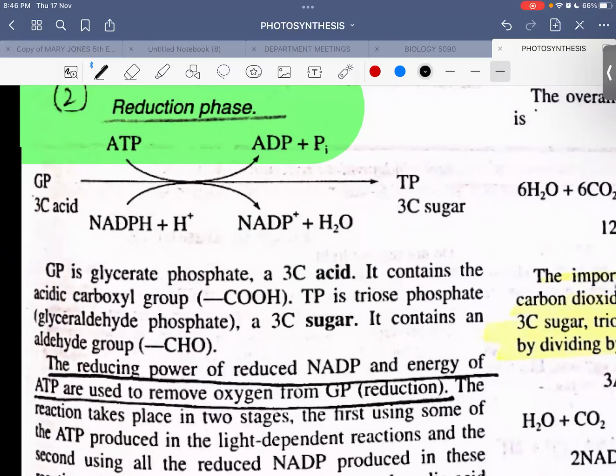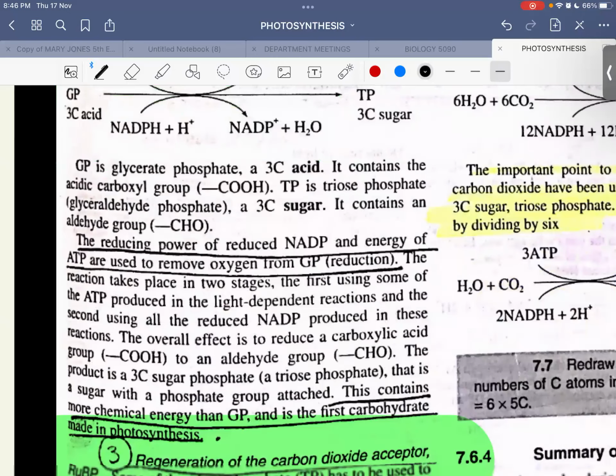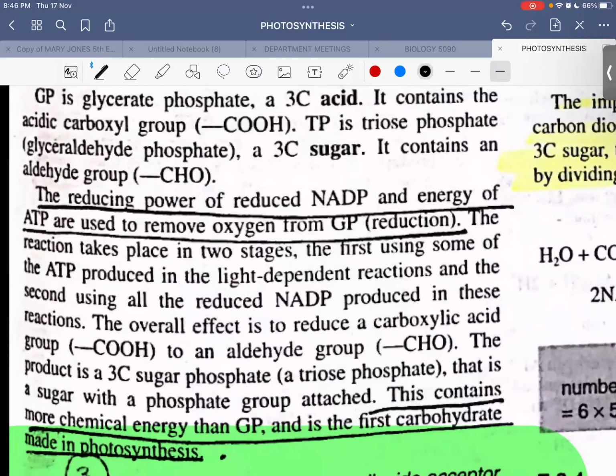And then also go through this paragraph. Read it: the reducing power of NADP and energy of ATP are used to remove oxygen from GP, so reducing it. The reaction takes place in 2 stages. The first using some ATP produced in the light dependent stage, and second using all the reduced NADP produced in this reaction. The overall effect is to reduce a carboxylic acid to an aldehyde group. The product is 3 carbon sugar phosphate, that is, sugar with a phosphate group attached. This contains more chemical energy than GP and is the first carbohydrate made in photosynthesis.